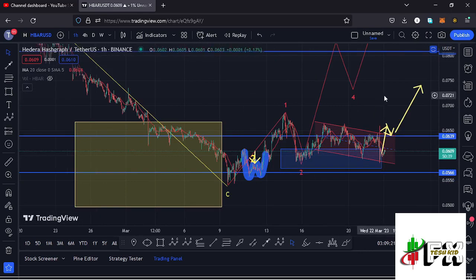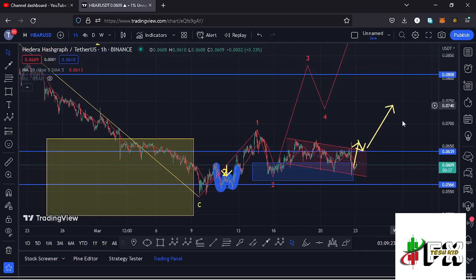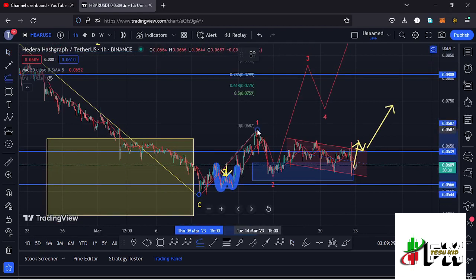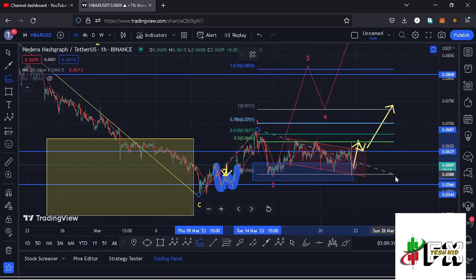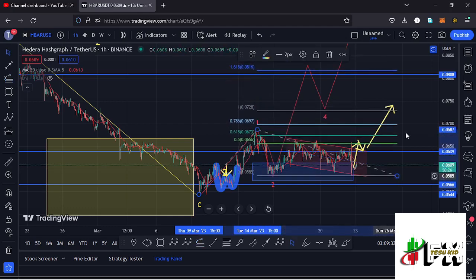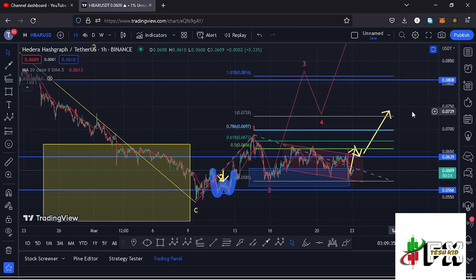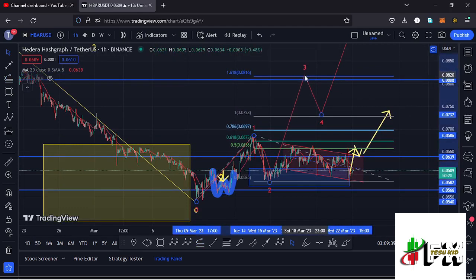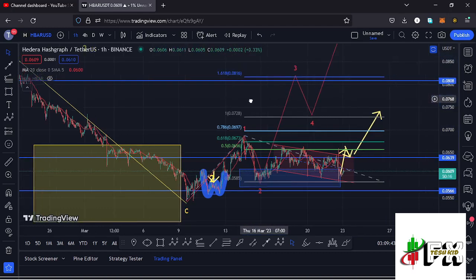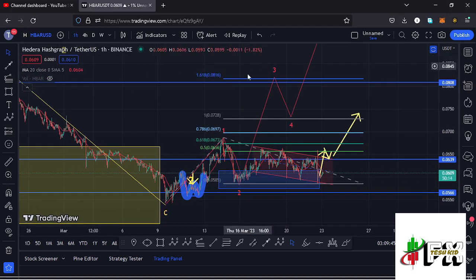sketching out a target area to the upper side in the formation of that wave 3 by connecting the trend based Fibonacci from the low of the first wave to the high of that wave 1, then dragging the fibs to the low of the second wave. That now gives me a minimum target area to the upper side in the formation of that wave 3 at the fib level 1.618, and that is at around the $0.0816 mark, and that is the minimum that I'll be expecting Hbar to do in the formation of this wave 3.